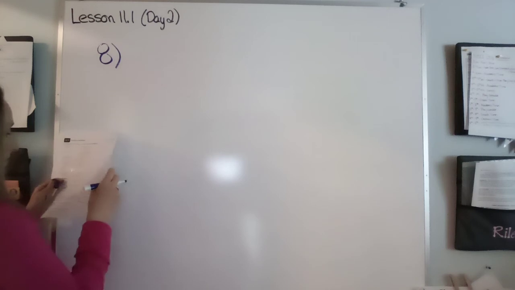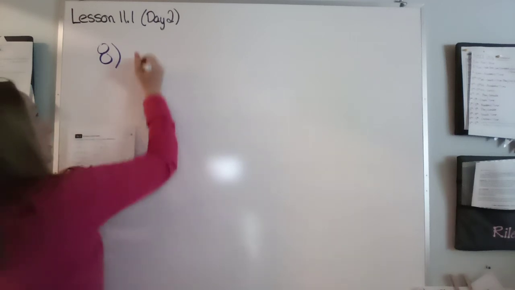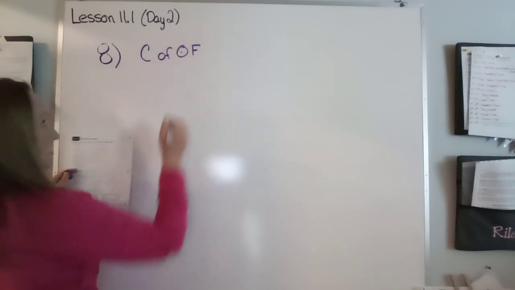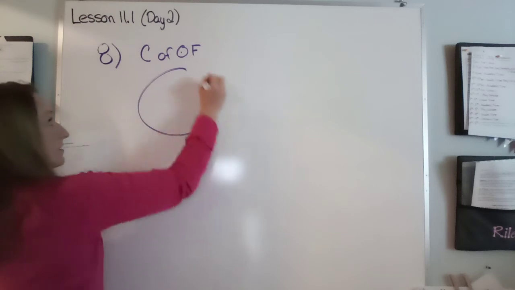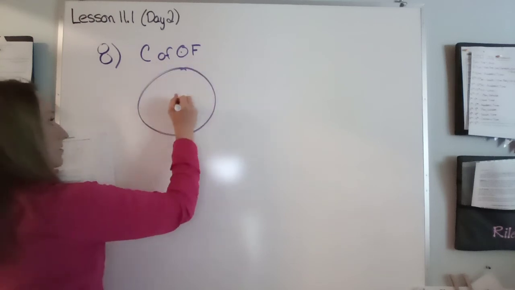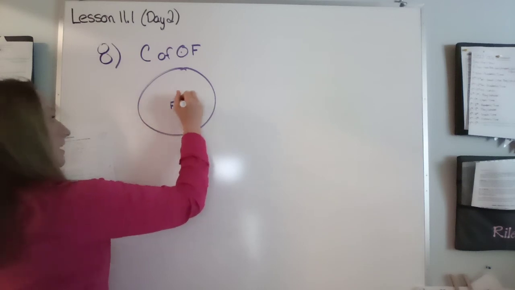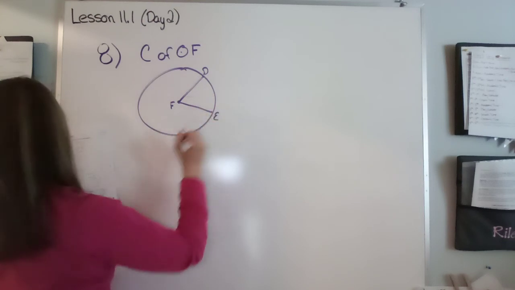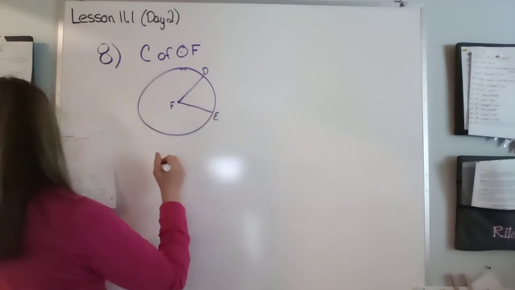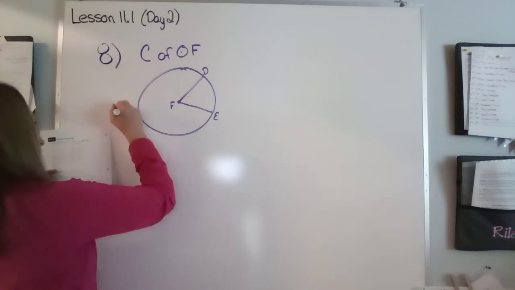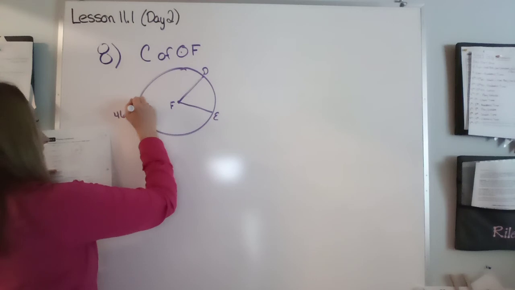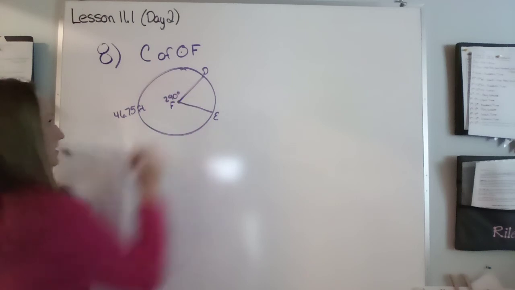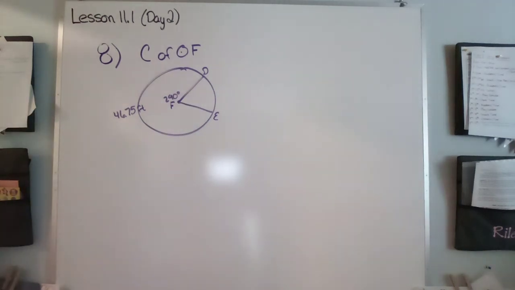All right, so problem number 8. You're asked to find the circumference of circle F. And in the diagram that's given, you're given a circle. It's circle F. And then you have this central angle, DFE. And what else are you given? You're given 46.75 feet. And then you're also given 290 degrees. Okay, so a lot going on in this problem.